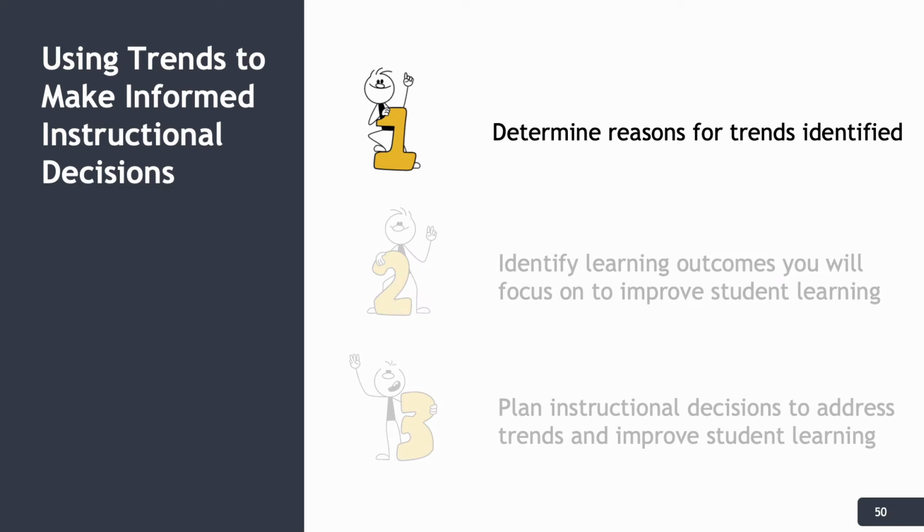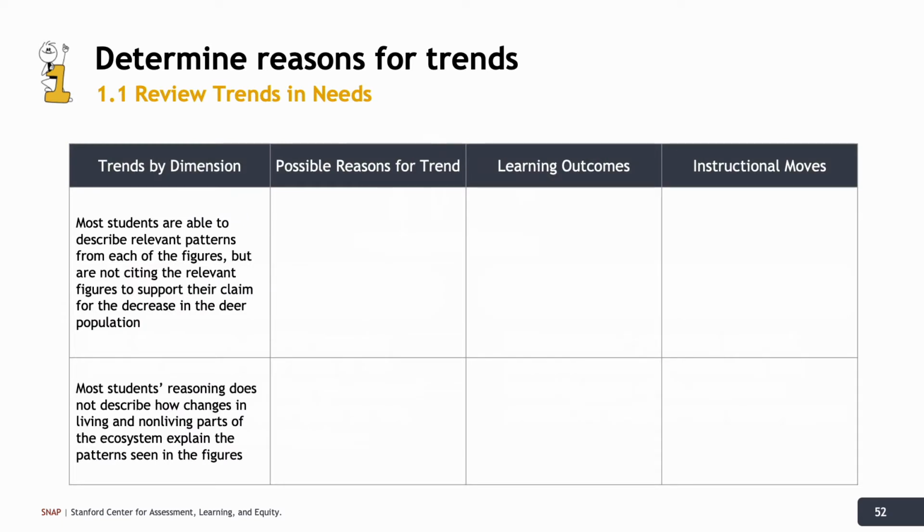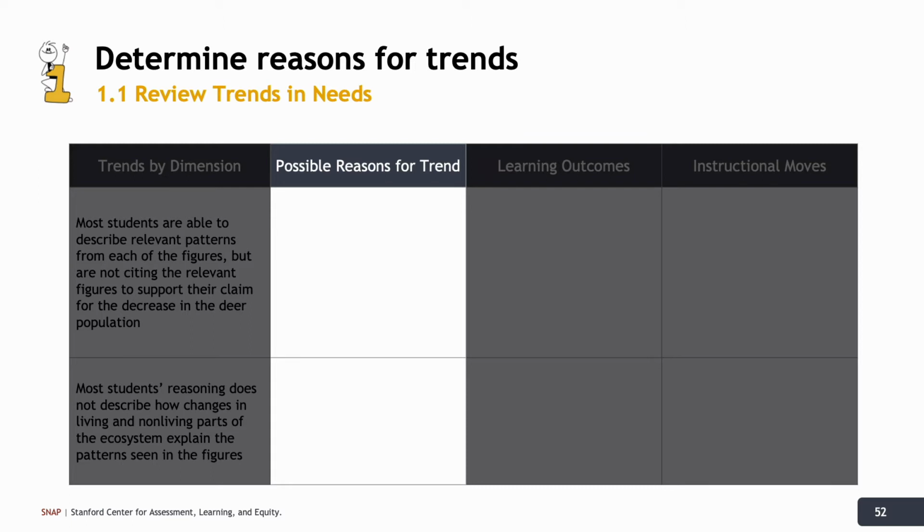If we want to make informed instructional decisions, we first need to figure out why we might be seeing the trends we're seeing. First, we review our trends and what most students need that we decided in the last session. And to help us organize our planning, we can add these trends to the left-hand column of our planning table. This helps us clearly see how the instructional decisions we make are aligned to the trends we saw in student work. In the next few slides, we'll brainstorm a few possible reasons for each of these trends, and then you'll decide which is more likely based on the patterns that were revealed using the rubric.